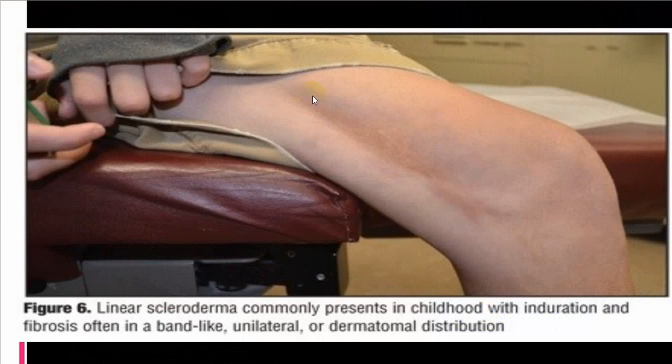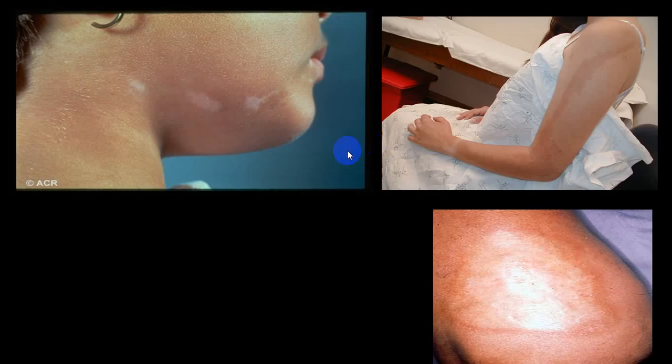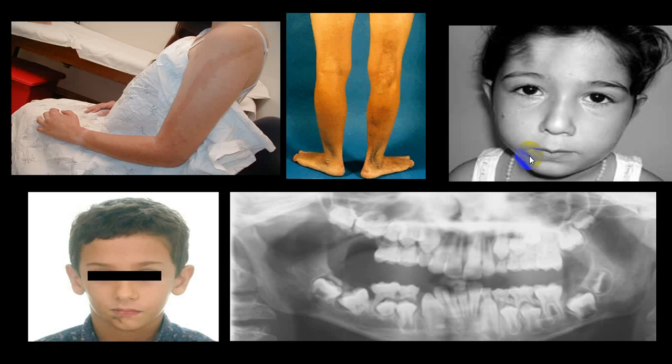Again you can see typical only in linear. Only this much portion is involved. This is called linear scleroderma. This is again a linear variety. This is involvement of the face. Again linear. This is almost half of the face getting involved.